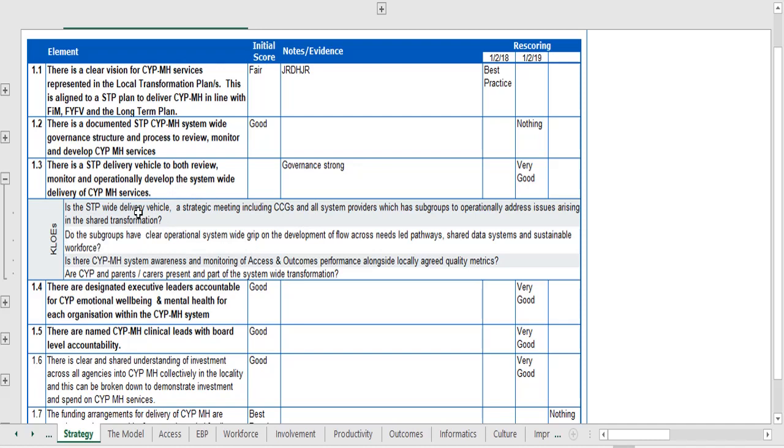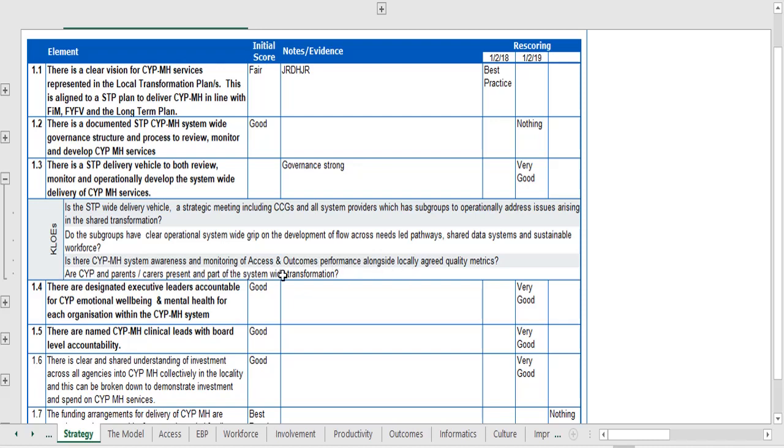So is it STP wide? Is it a strategic meeting including CCGs and all system partners? Has it got subgroups to operationally address issues arising from the shared transformation? Do the subgroups have clear operational system-wide grip on the development of flow across needs-led pathways, shared data systems and sustainable workforce? So those 3 themes we've already noted earlier. Is there CYP mental health system awareness and monitoring of access and outcomes performance?